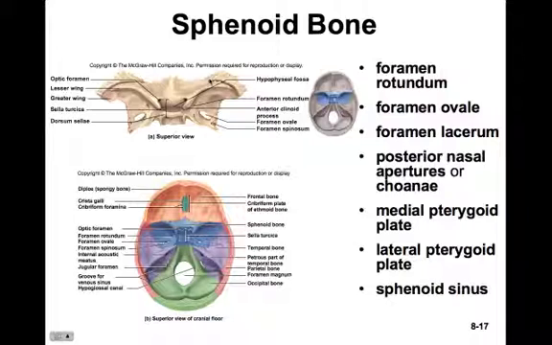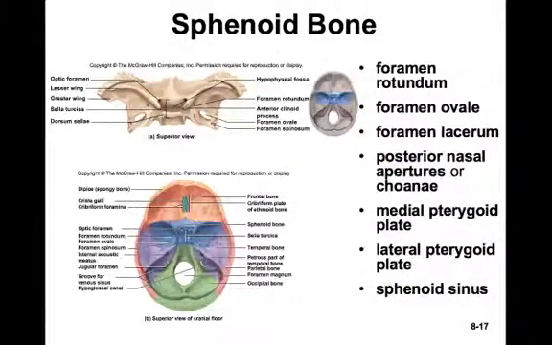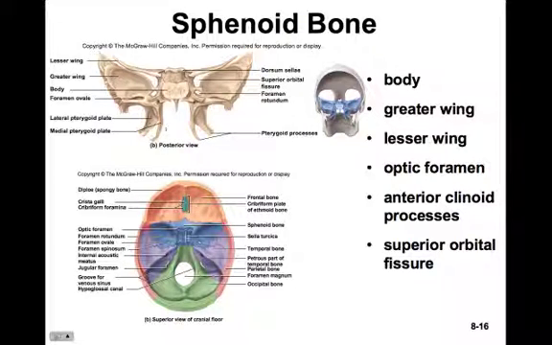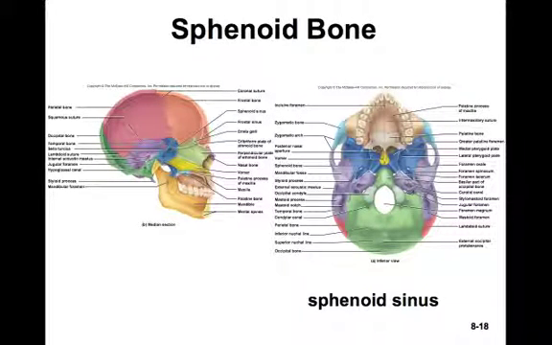Let's take a different view. Here is the anterior clinoid process. Here's another view of the foramen rotundum, and another view of the foramen rotundum from the other side. You can see the posterior nasal apertures that lead into the back of the nose. On this figure, we can see the medial and lateral pterygoid plates. Each plate has a narrow inferior extension called a pterygoid process. So there's 4 pterygoid processes. And within the sphenoid bone, we'll see the sphenoid sinus.